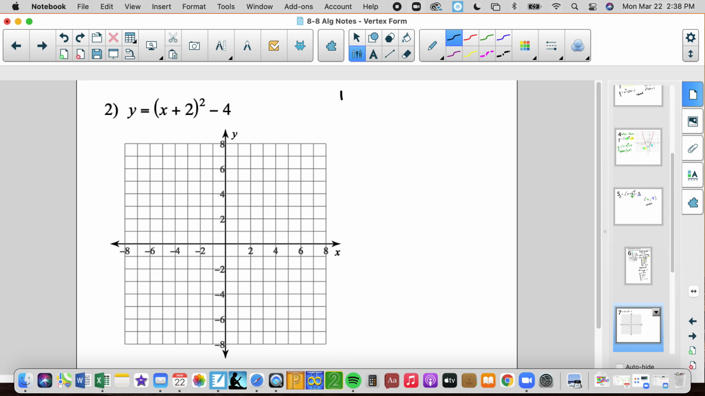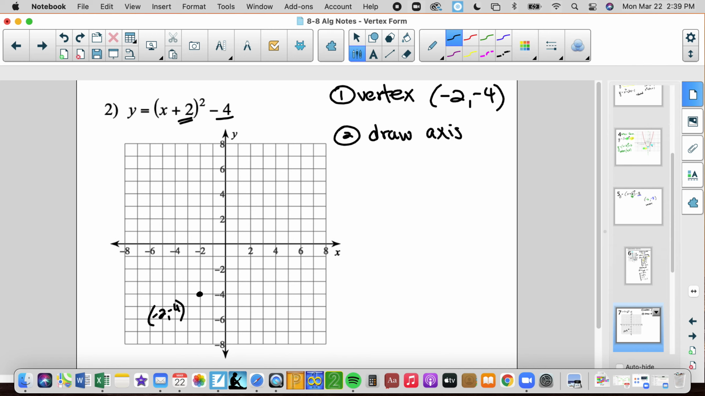All right, so hopefully you have your graph. The first thing that we're always going to do is graph the vertex. The vertex in this situation is going to be negative 2, negative 4. It's the opposite of this value for the x, and it is what you see for the y. So I'm going to plot that. Negative 2, negative 4 takes me to this coordinate.